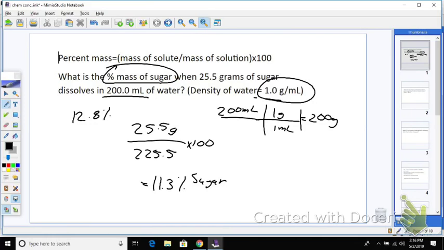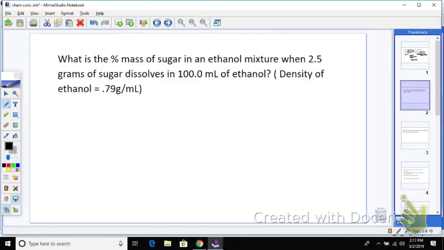What's the percent of, I think it's ethanol, right? Find the percent sugar when it's mixed with ethanol. So then go ahead and figure that one out.